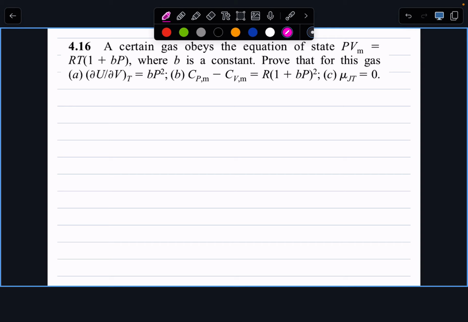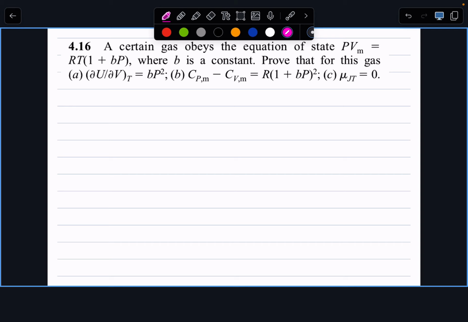All right, so for this question, if we read it together, it basically says, a certain gas obeys the equation of state. So what is equation of state? Equation of state gives us relationship between pressure, volume, and temperature, right? Can you prove that for this gas, what is your partial differential of U over V at constant T? That's our internal pressure, or we call it volume dependence of internal energy, right?